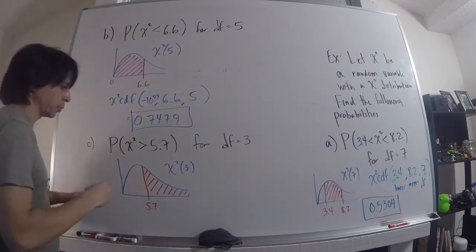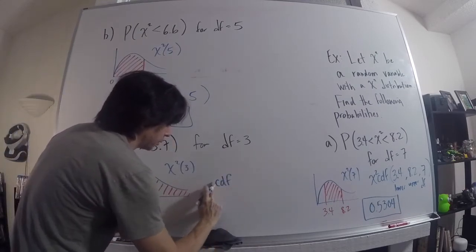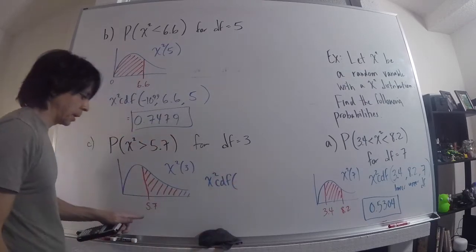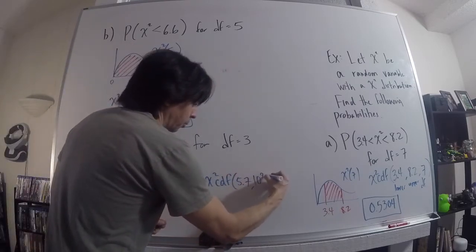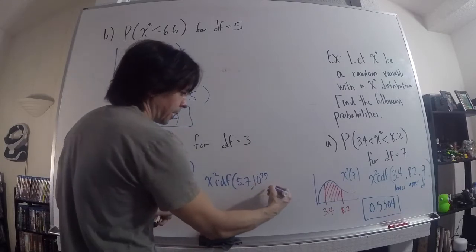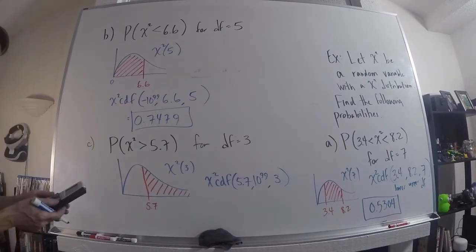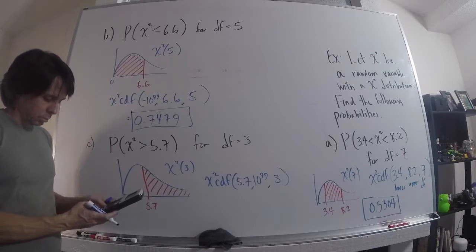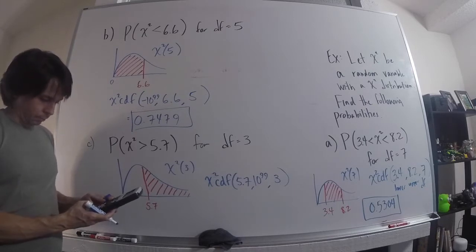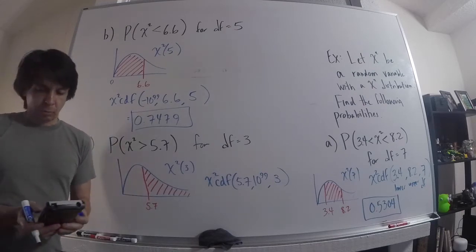Okay, I gotta write out what I'm doing. Chi-square CDF. Lower bound 5.7. This time it does go to infinity, so you are using 10 to the 99, and you will always be going from your test statistic to 10 to the 99 and your degrees of freedom for p-values. That's a computation you'll be doing to find p-values for your tests. 0.12715, and I gotta round that one up to 2. So 0.1272. Perfect.